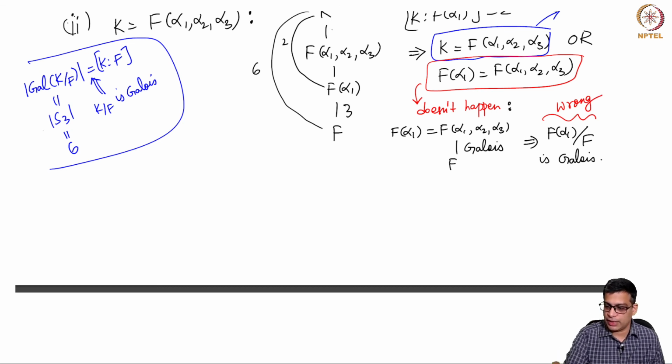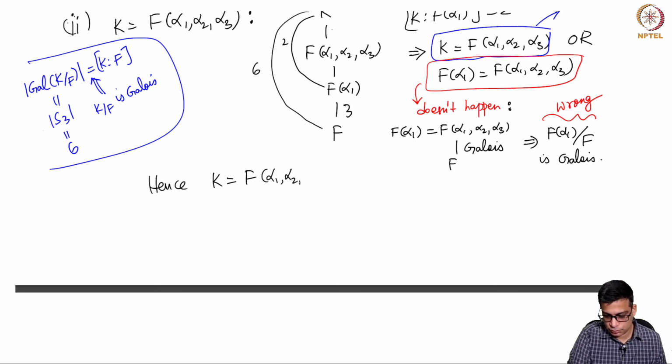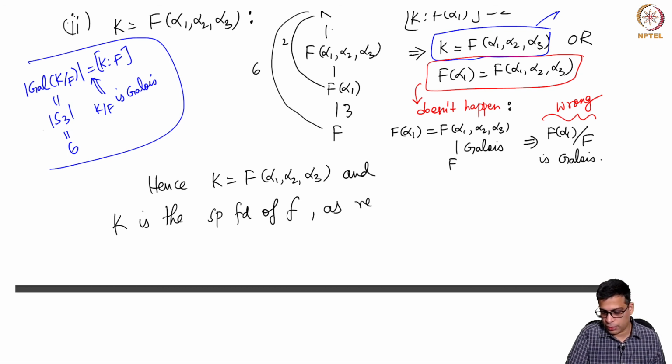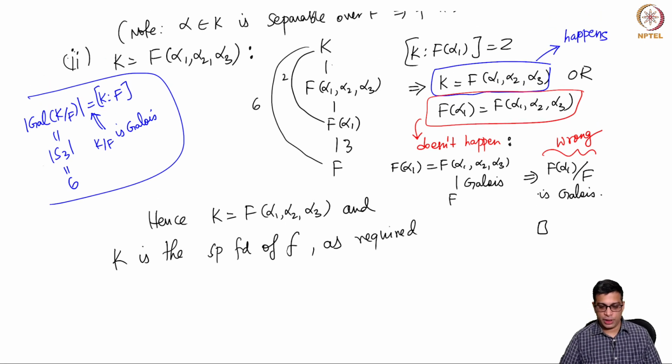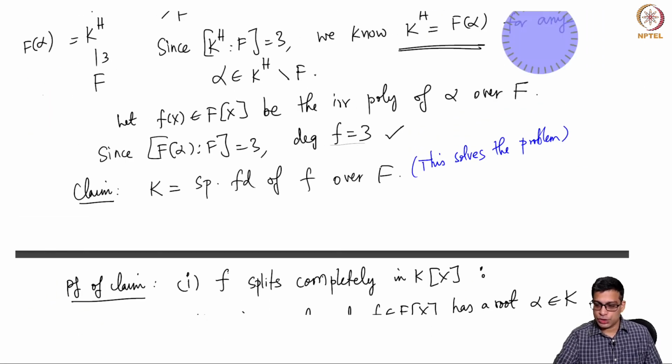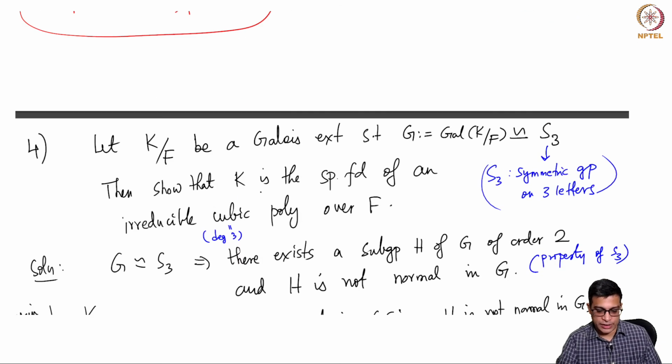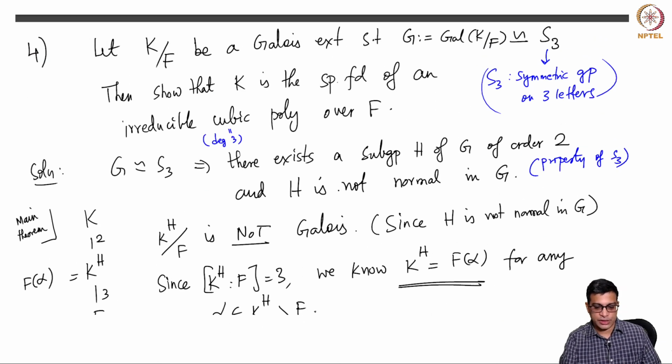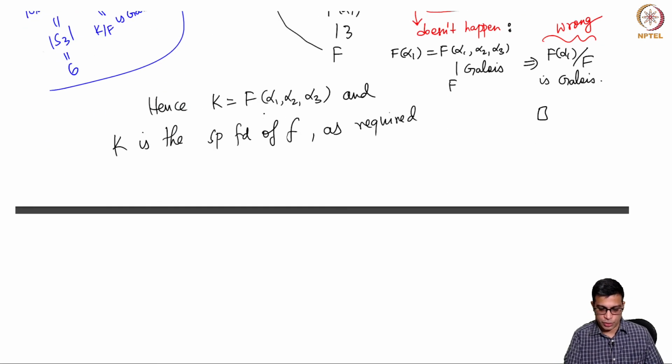So hence K equals F(alpha 1, alpha 2, alpha 3), and K is the splitting field of f, as required. So we did produce an irreducible cubic polynomial f whose splitting field is exactly K, which is what I am trying to show. K is the splitting field of an irreducible cubic polynomial, and we showed that here.